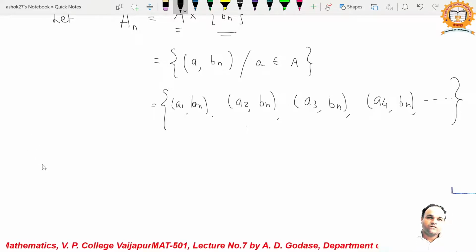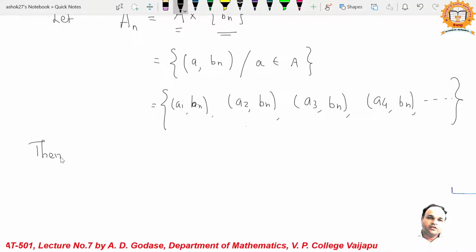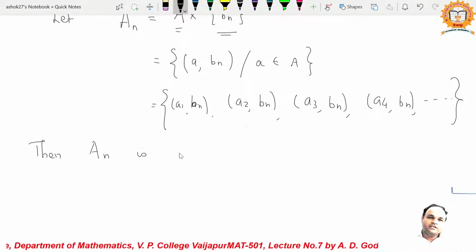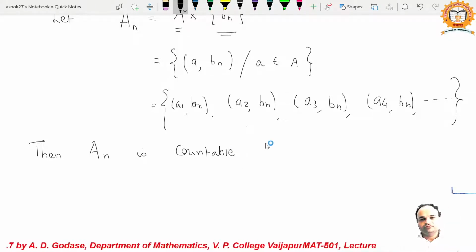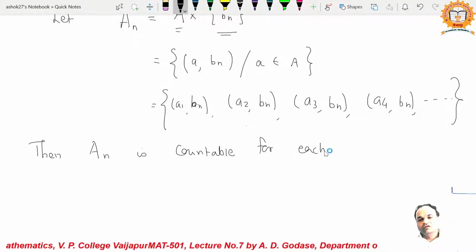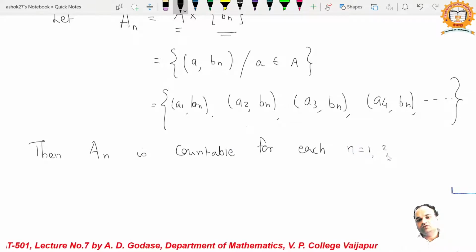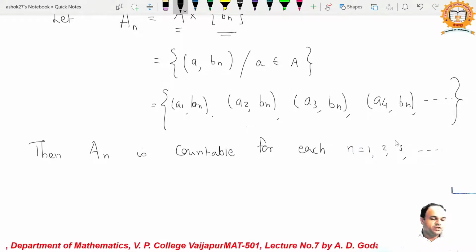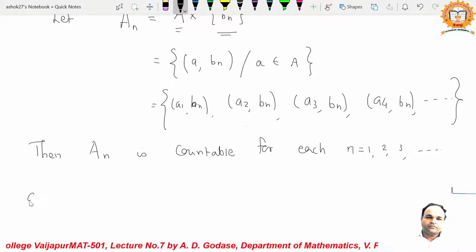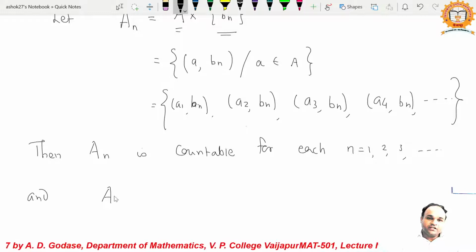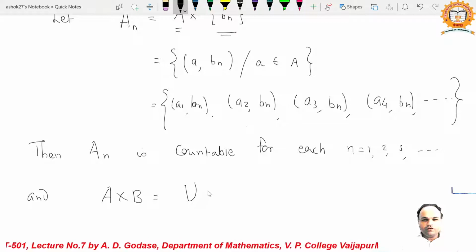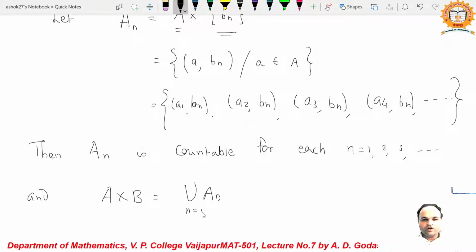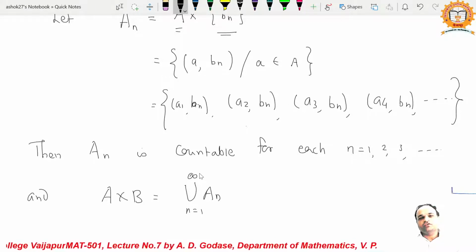Then capital An is countable, for each n, where n varies from 1, 2, 3, and goes to infinity. And what is the observation here? I will write capital A cross B as the union over n, where n varies from 1 to infinity. You can observe what is A cross B. What is An? An is A cross the singleton Bn.